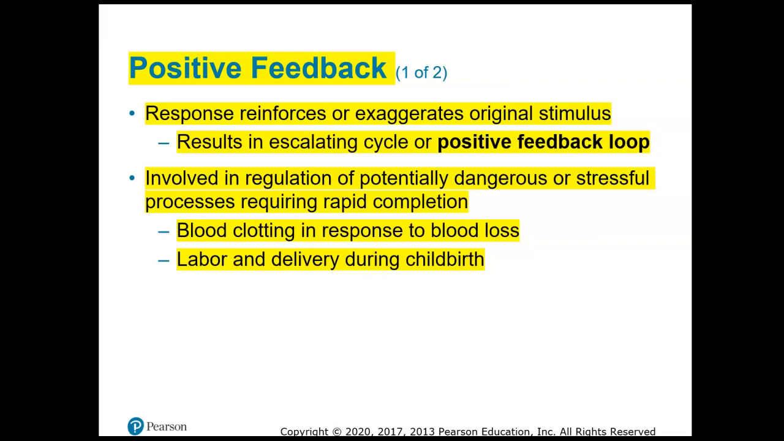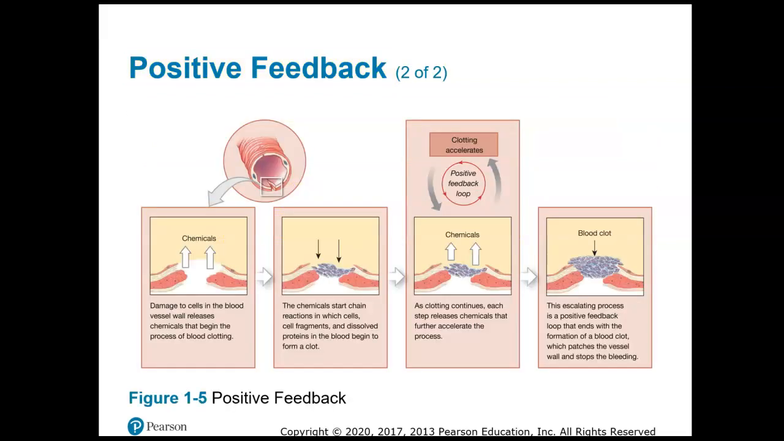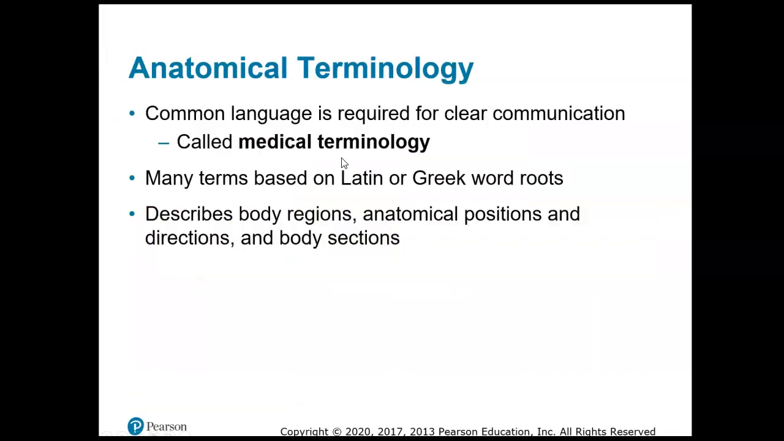Labor during childbirth is another one. You have labor contractions that are not as strong, and then they increase and increase and increase. They don't slow down. They don't go up and down. They get stronger, stronger, stronger until the child is actually born. So these are the two really best examples of positive feedback. And this shows you the process of blood clotting. This is a little bit more detail.